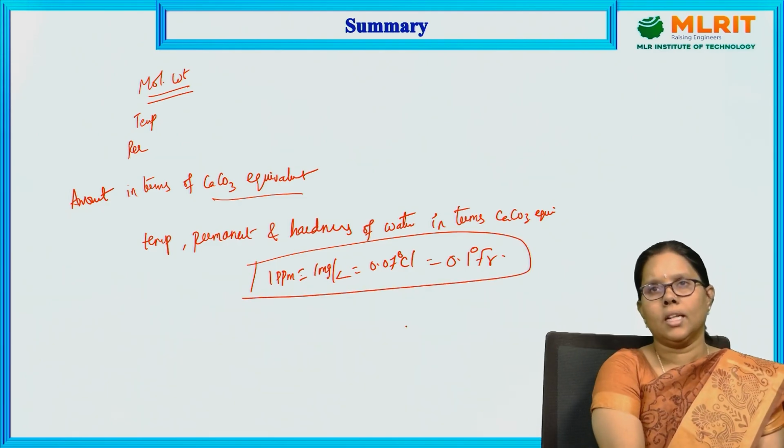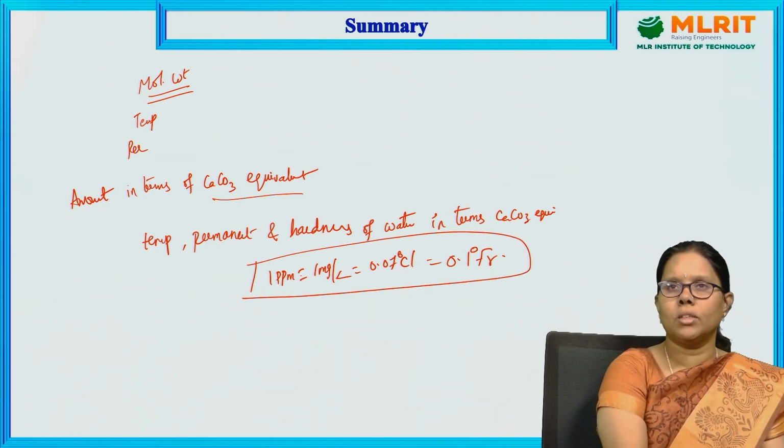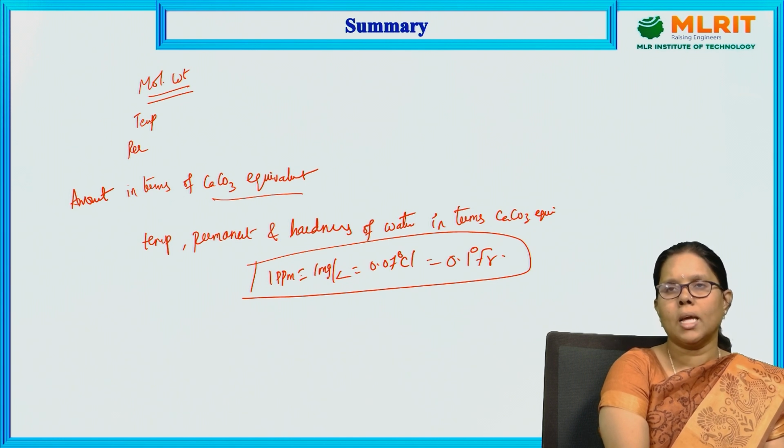In the next class, we are going to discuss the estimation of total hardness of water by the EDTA method, complexometrically. So we are going to do the volumetric titrations, how to determine the total hardness present in the water sample by laboratory method by using volumetric titrations.